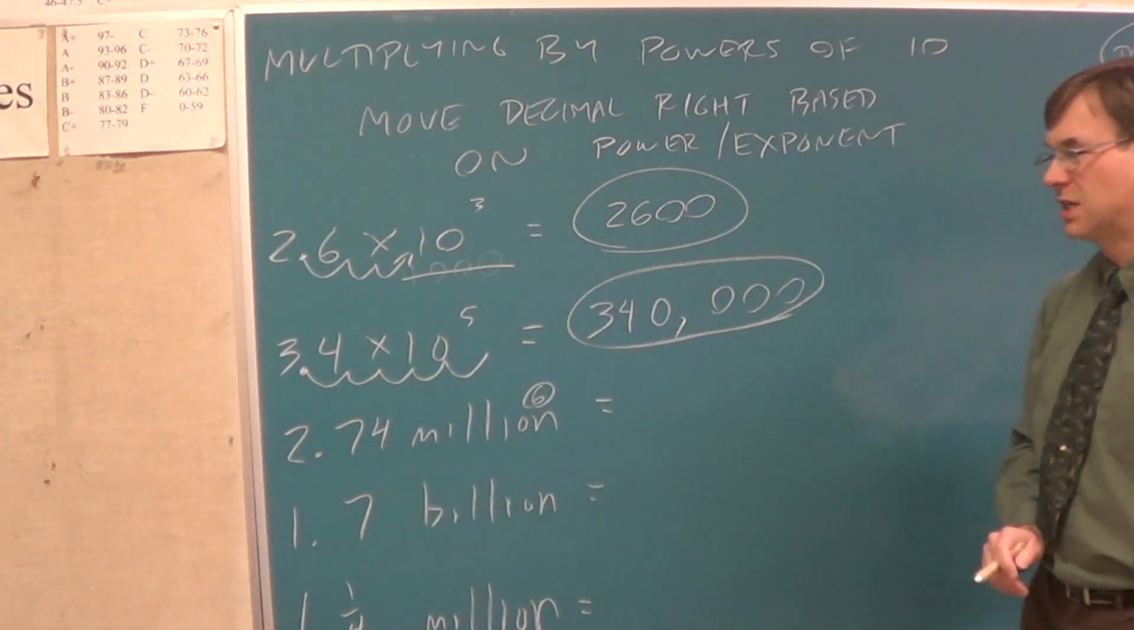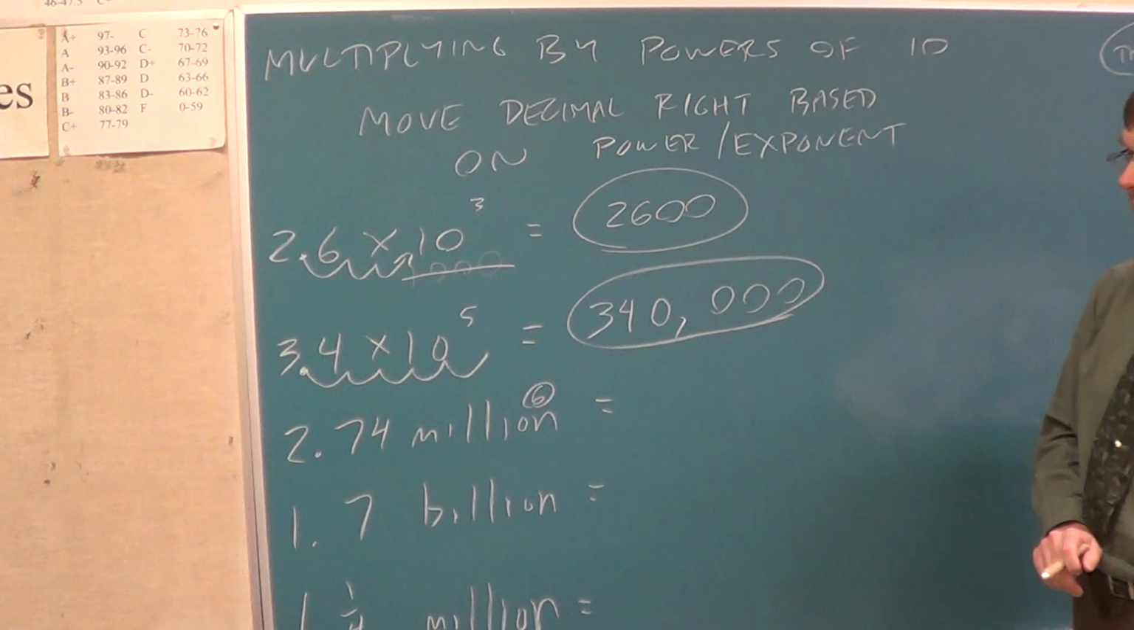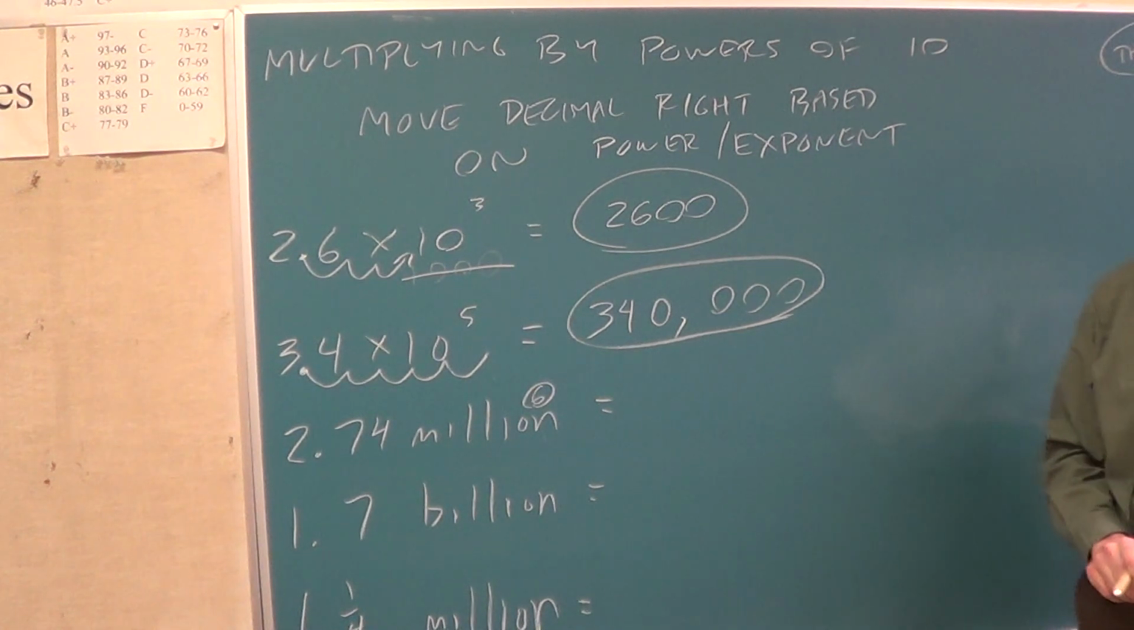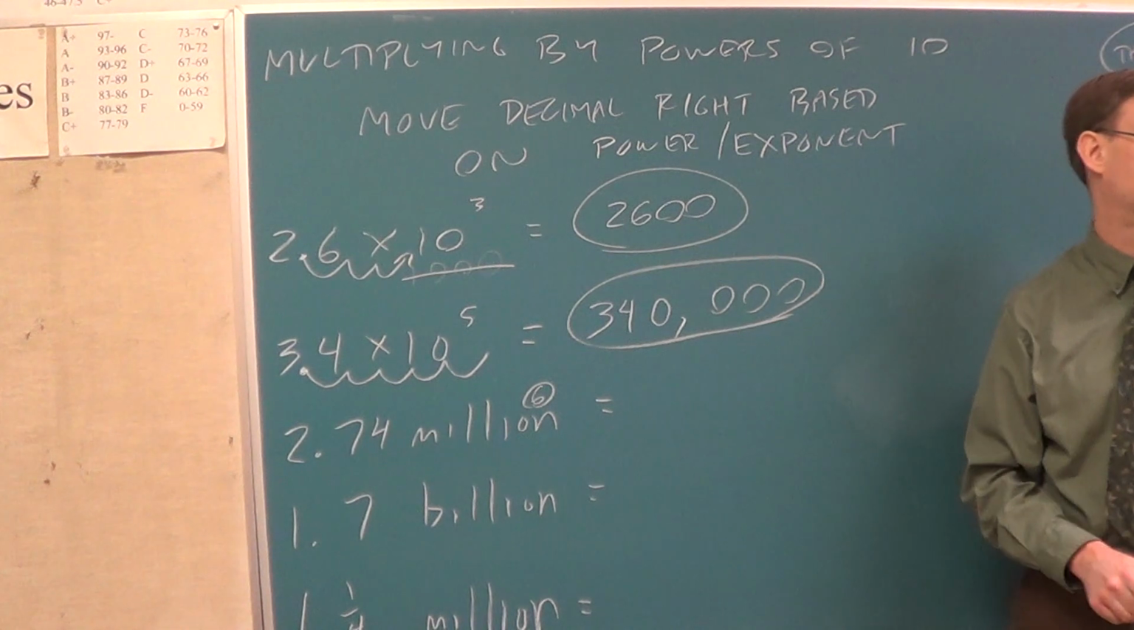Let me make a small change to that. I'll make the original problem 2.74. If we go 2.74, then our job is to move 6 spaces now. What's that going to look like?